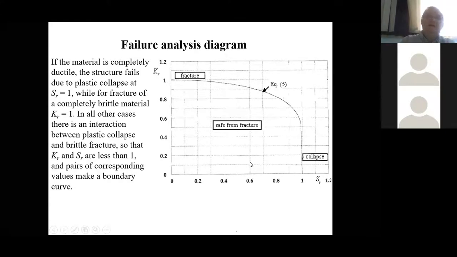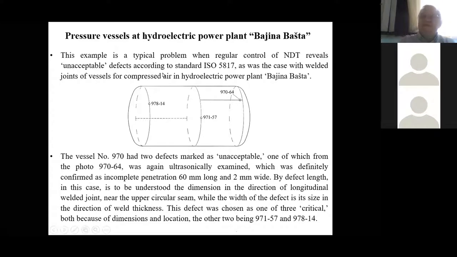But if our point, which we get by calculating SR and KR, is somewhere here, then we can guarantee that component is safe from fracture. So this example will certainly clarify what I mean. This is a situation very similar to that in the case of the Alaska pipeline.